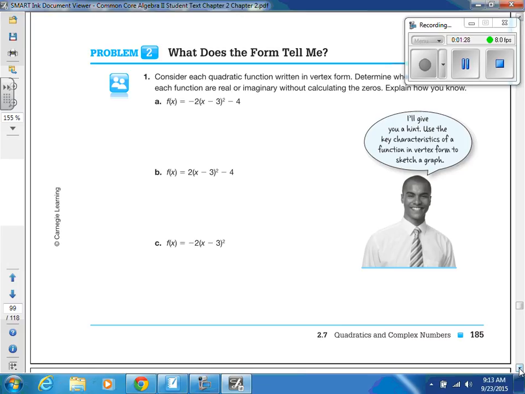All right. Look at these quadratic functions in vertex form. What's the vertex? Like, what's the vertex on A? Three, negative 4. H, K. 3, negative 4. Does it open up or does it open down? It opens down, okay? Knowing those two things, just looking at the equation, am I going to be able to determine if this has real zeros or imaginary zeros?